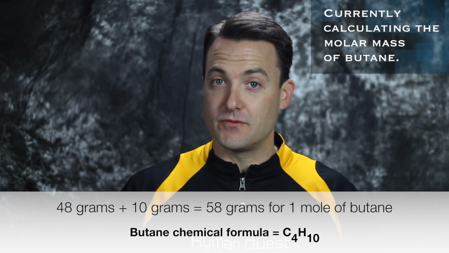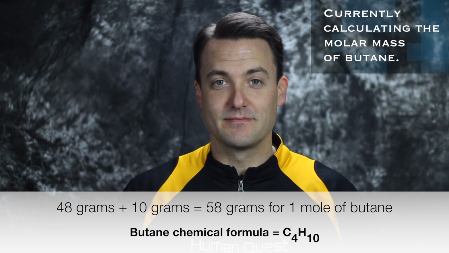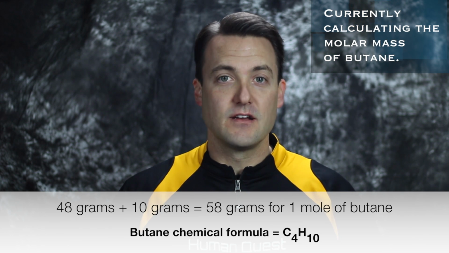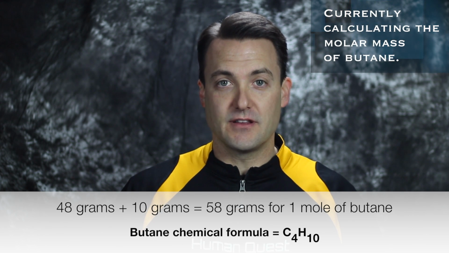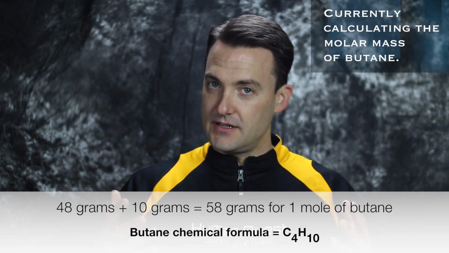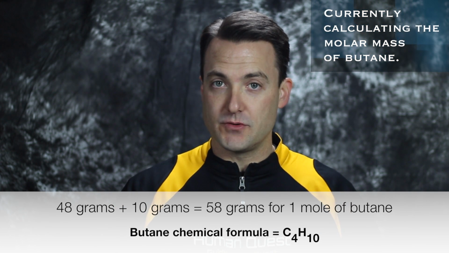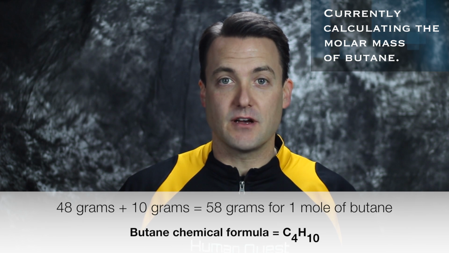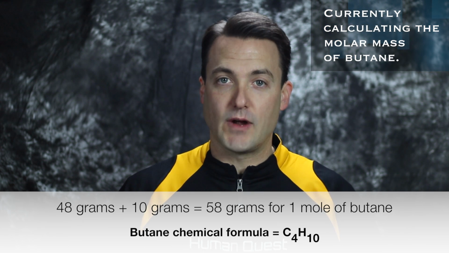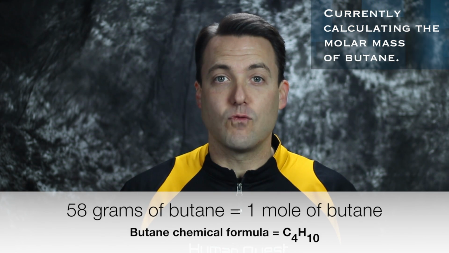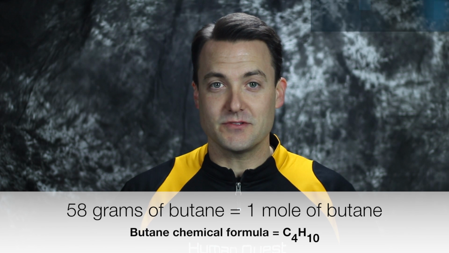48 from the 4 carbon atoms in the formula plus 10 from the 10 hydrogens in the formula equals 58 grams per mole of butane. This is the molar mass of butane, 58 grams per mole. In other words, if I have 58 grams of butane, then I have 1 mole of butane molecules.